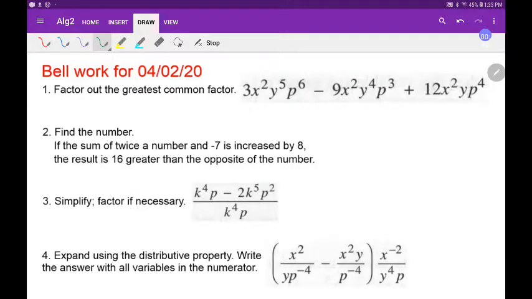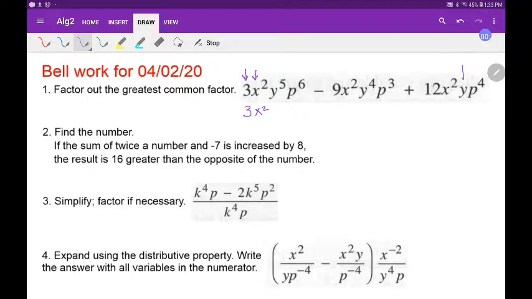Okay, bell work for April 2nd. Factor out the greatest common factor. Well, let's see, it looks like a 3. This is the limiting one right here, so we'd say 3. And looks like every single one of them has an x squared, right? So that's coming out.